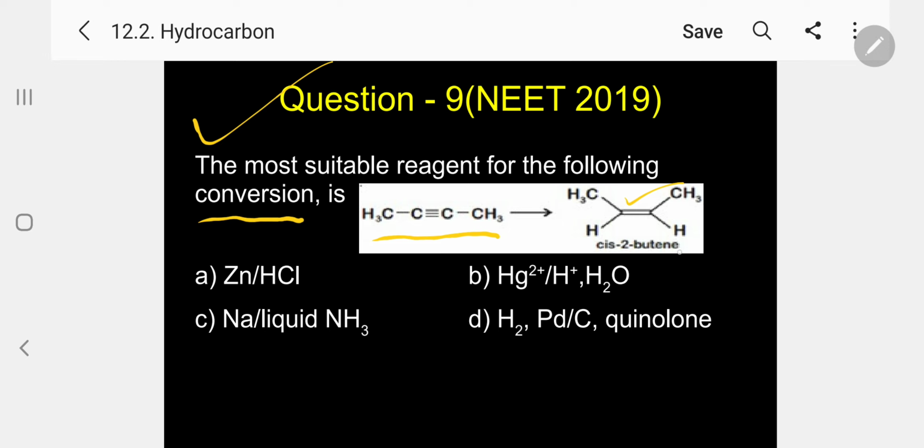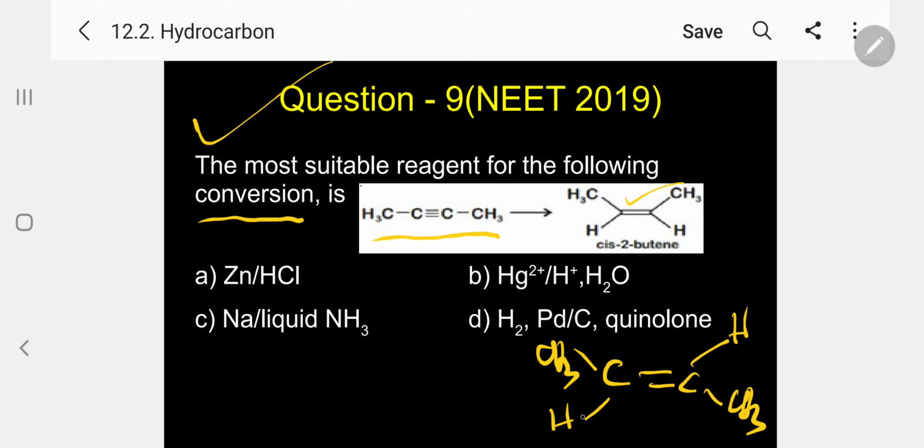So when it is converted into an alkene, there are two possibilities. Cis-trans isomerism is possible. This is cis. The other possibility will be trans. Kindly follow. CH3, H, CH3, and this is H. This is the trans. So for this you must know what cis-trans isomerism is, and also there is the E and Z system.